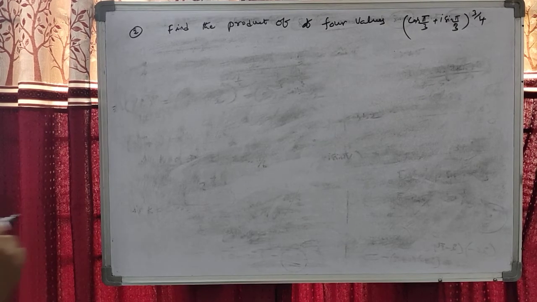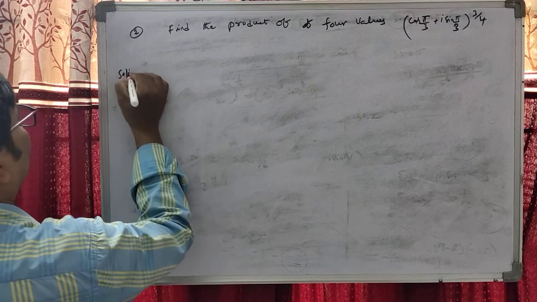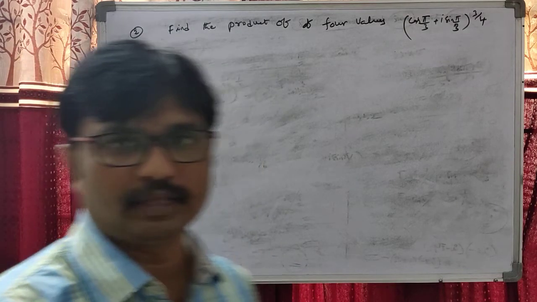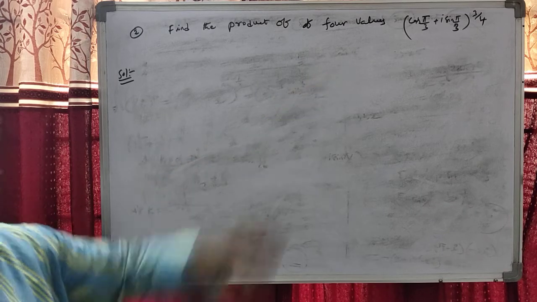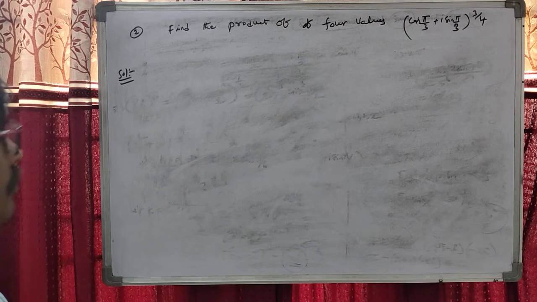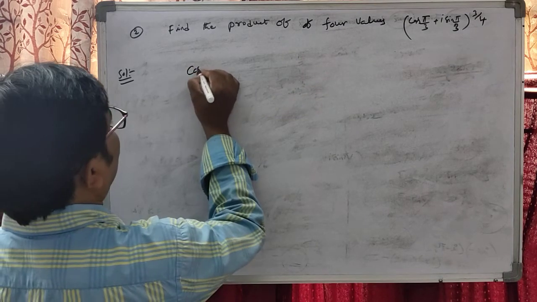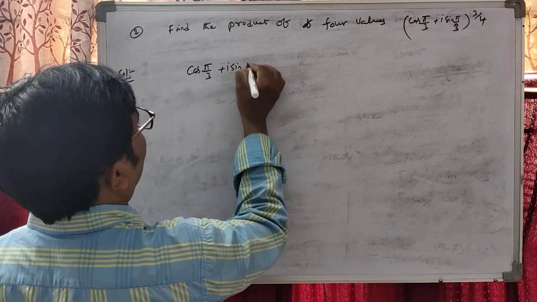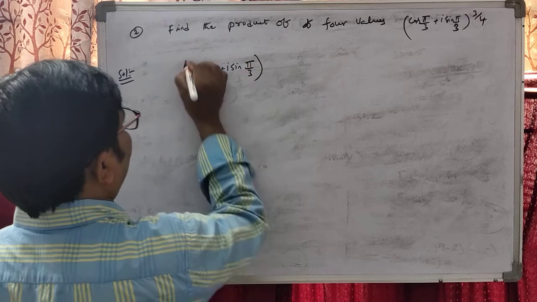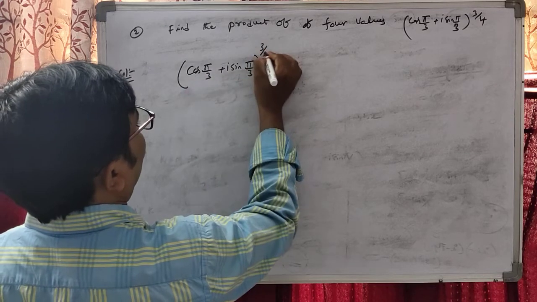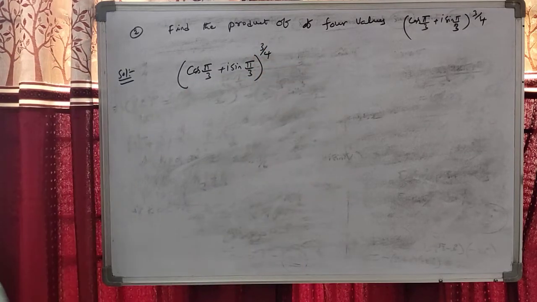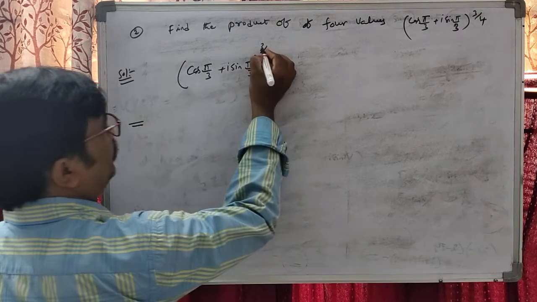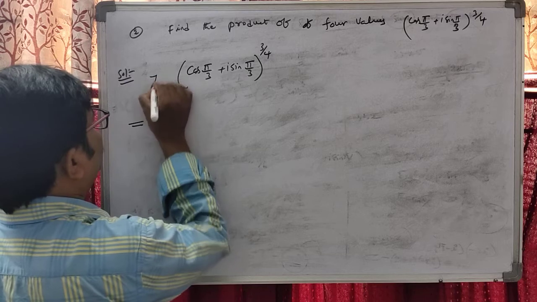So students, find the product of 4 values of cos pi by 3 plus i sin pi by 3 whole power 3 by 4. So this is cos of pi by 3 plus i sin pi by 3 whole power 3 by 4. My dear students, first we take z.